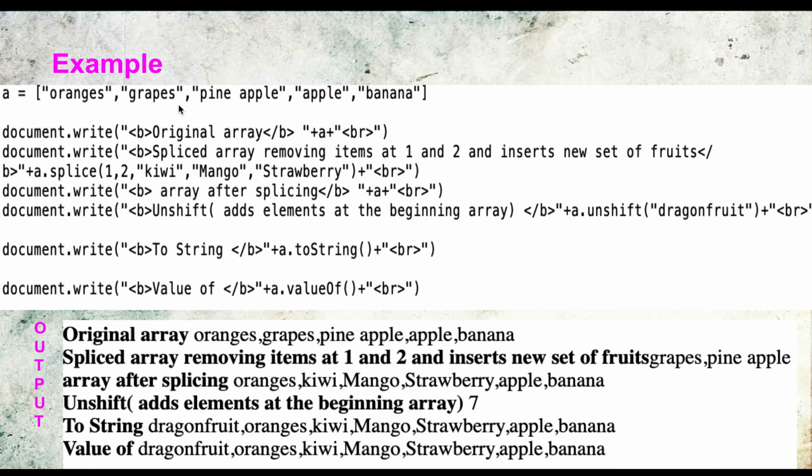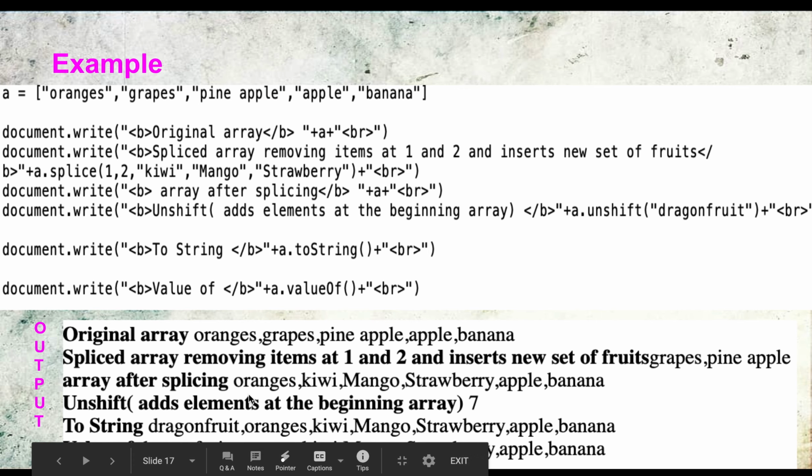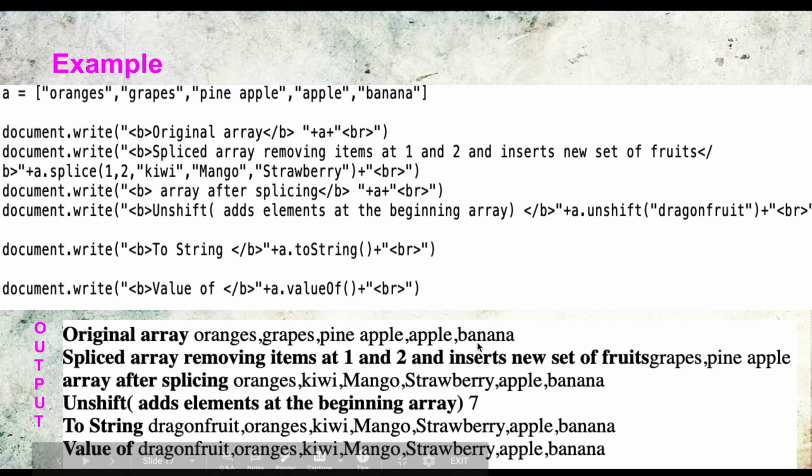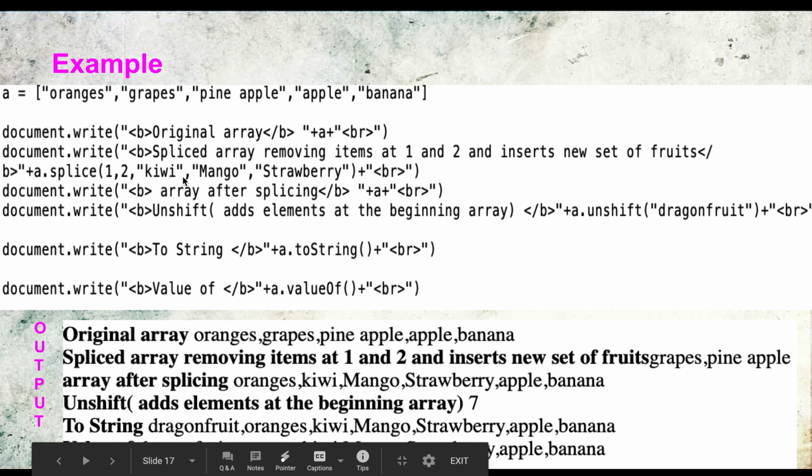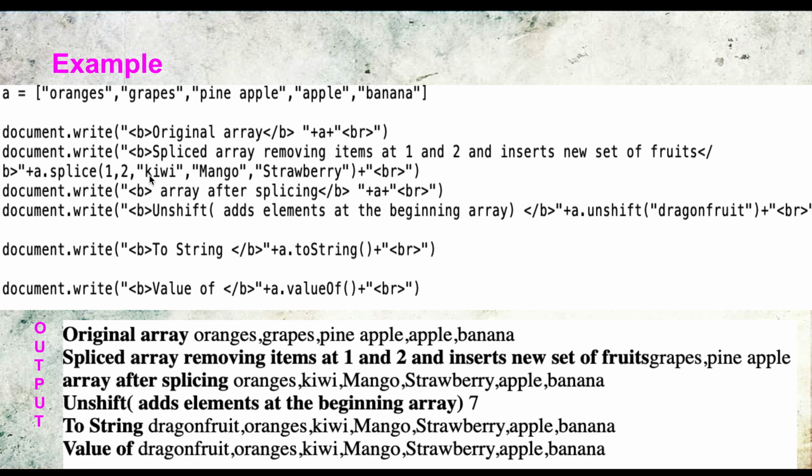Since we remove grapes and pineapple, the list becomes oranges followed by kiwi, mango, strawberry, apple and banana. As you can see in the output, the array after splicing is oranges, kiwi, mango, strawberry, apple and banana. When you use splice, it actually displays the elements removed.